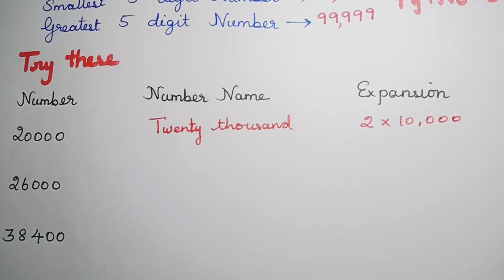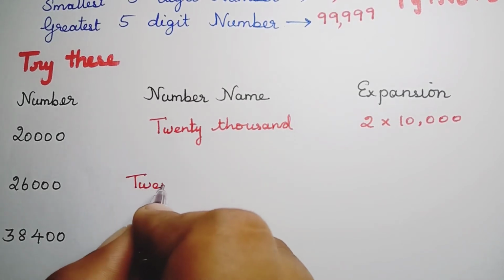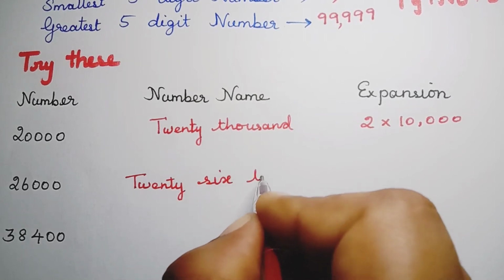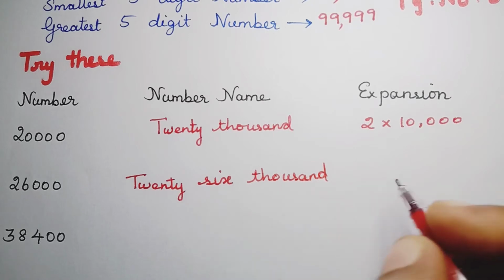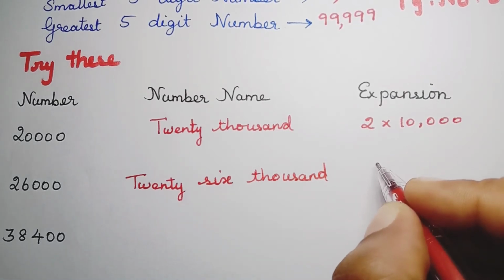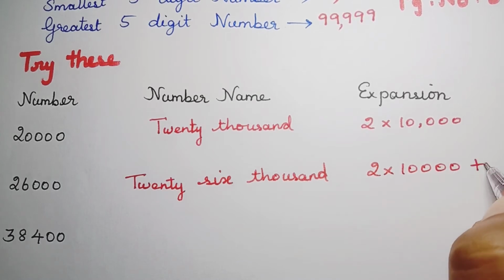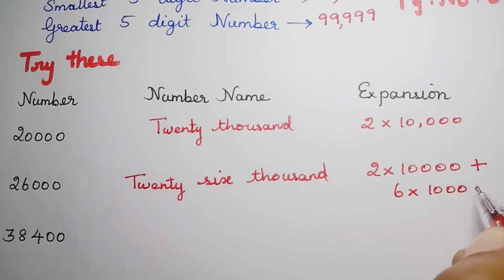Okay, so move on to the next question. 26,000. How can you write this? 26,000. How can you expand this? 2 into 10,000 plus 6 into 1000.